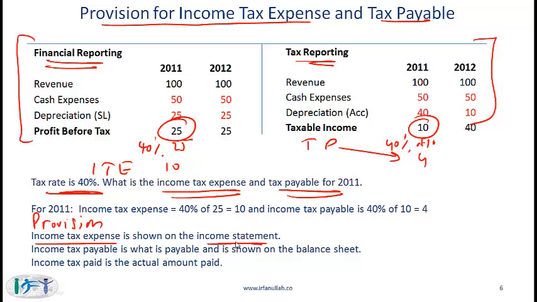This is a financial reporting concept. Income tax payable is what is actually payable, and this is shown on the balance sheet. The reason we say this is the following.